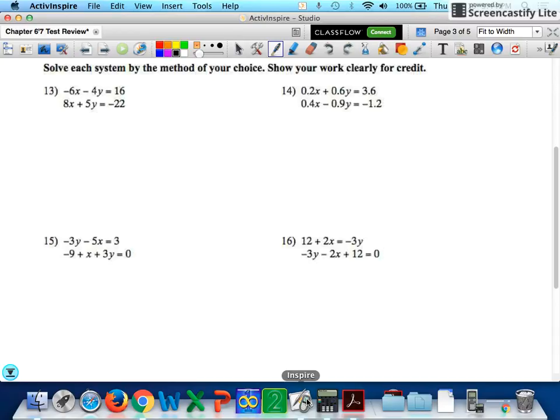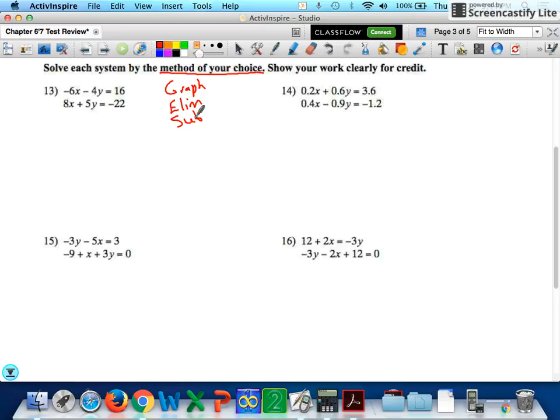All right, so this starts number 13, this big section, and the key instruction that you need to pay attention to on this large section is method of your choice. You can pick any method of our three to do these problems. Those three are graphing, elimination, and substitution. Any of those methods works, okay? I tend to favor the first two, so most of the ones I do, I'm gonna try to do with one of those first two methods.